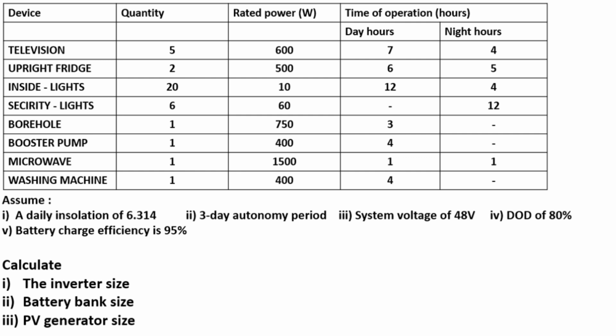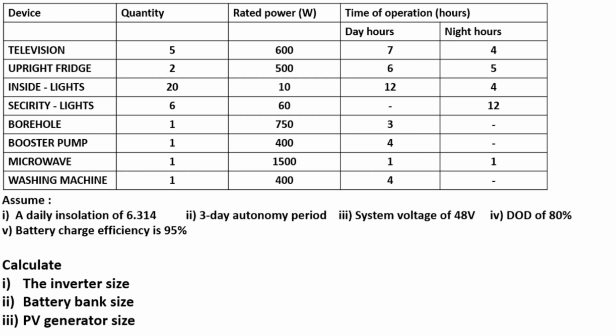Our night hours of operation: our televisions work 4 hours during the night. Our upright fridge works 5 hours during the night. Our inside lights work 4 hours during the night. Our security lights work 12 hours during the night. Our borehole pump works 9 hours during the night. Our booster pump works 9 hours during the night. Our microwave works 1 hour during the night. Our washing machine works 9 hours during the night.